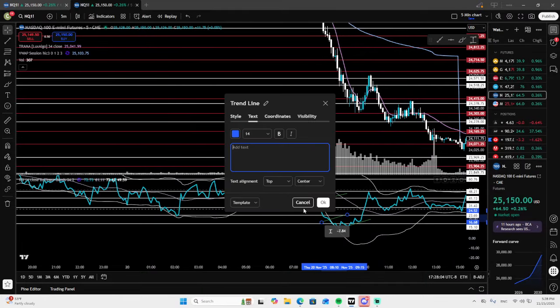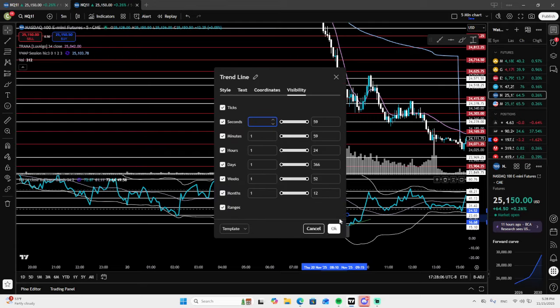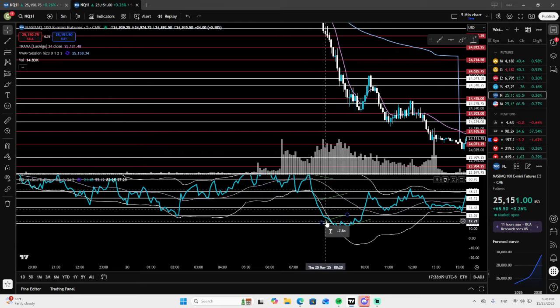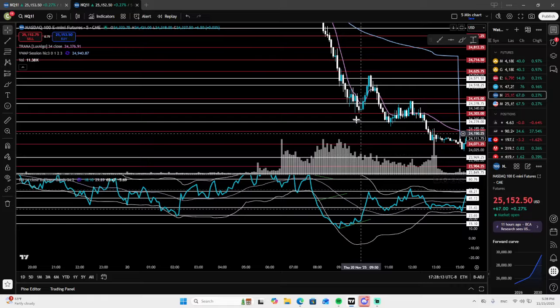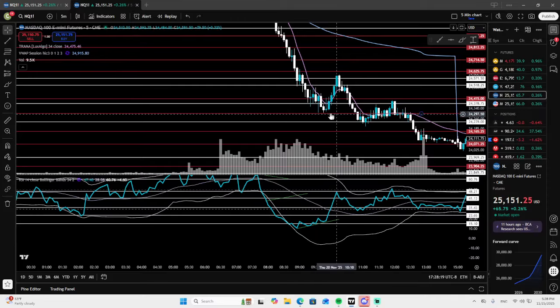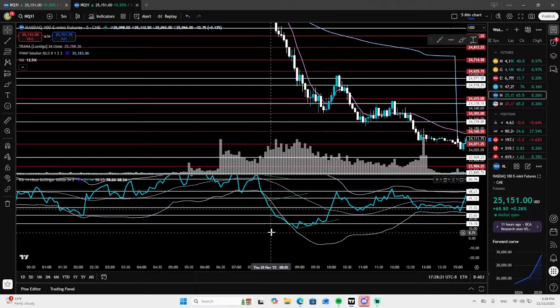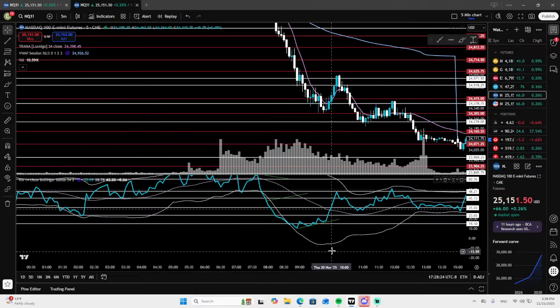Let me erase this so it's not in the way. So you have your bottom divergence, you have your key level, you have your band trying to flatten back out. So you can try to bottom tick this down here in this area because you have some confluence: your RSI level, your bottom divergence, bottom of the band, and a key level.